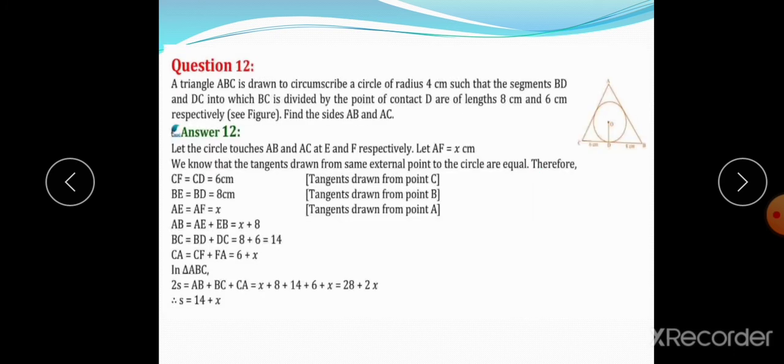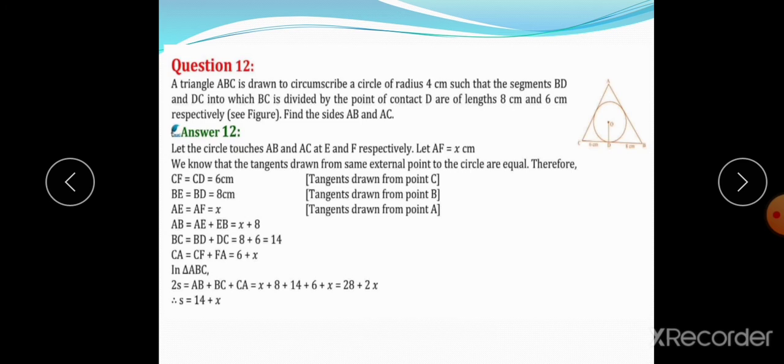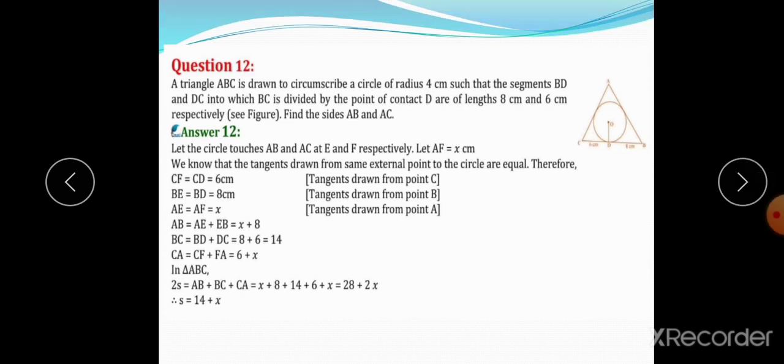Okay. Now next one is the 12th one. If you see, this is a very interesting one. This also we have to prove. ABC is drawn to circumscribe a circle of radius 4 centimeter, such that the segments BD and CD, into which BC is divided by the point of contact.